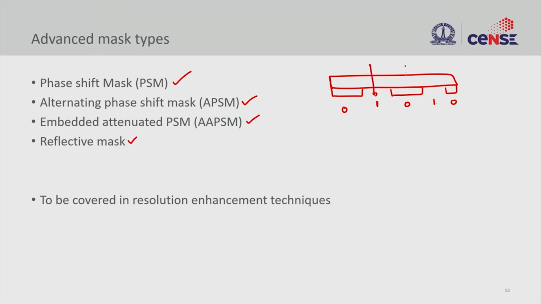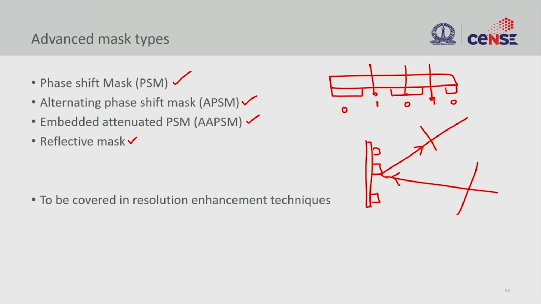So far we discussed transmission type mask, so light is transmitted. But in extreme UV, that is the technology that's being explored for sub 10 nanometer technology, the mask is not a transparent structure anymore. So you are using a reflective mask. You make a mask and you illuminate it with the light source, and then there is a reflection, and this reflected optical beam contains the mask details. It's not transparent anymore. So we will look at all these different types of masks and their interesting working principle in resolution enhancement technique.